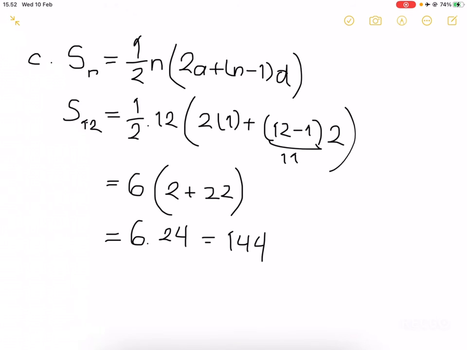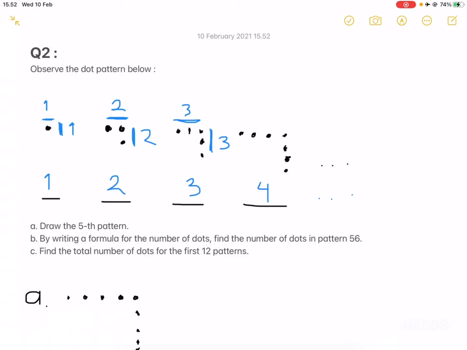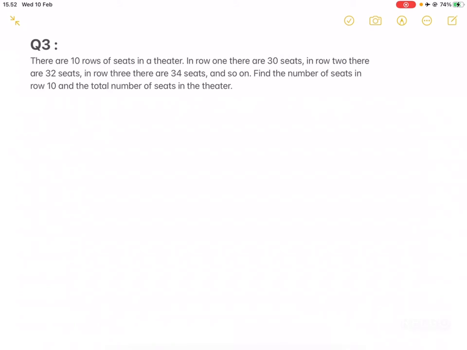Okay, so this is it for the second example. And now go to example 3. Alright, for question 3, this is a type of word problem. There are 10 rows of seats in a theater. In row 1 there are 30 seats, in row 2 there are 32 seats, and this pattern goes on and on until the 10th row. We need to find the number of seats in row 10 and the total number of seats in the theater.